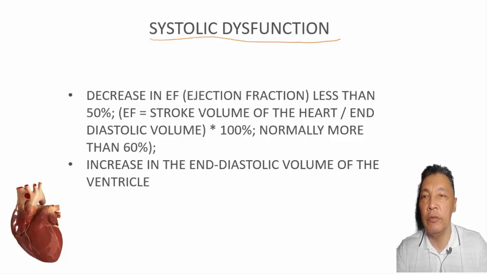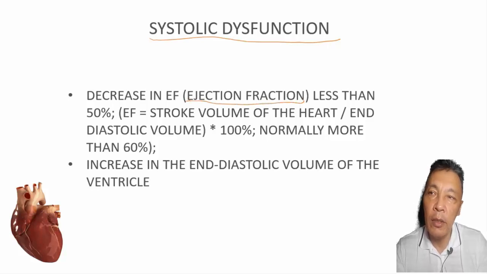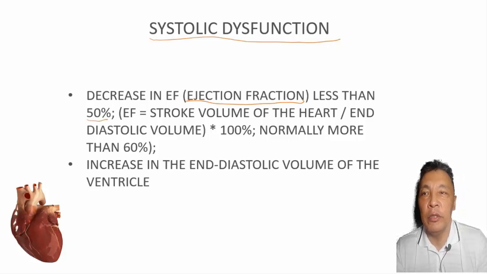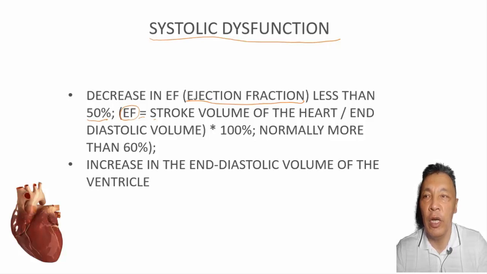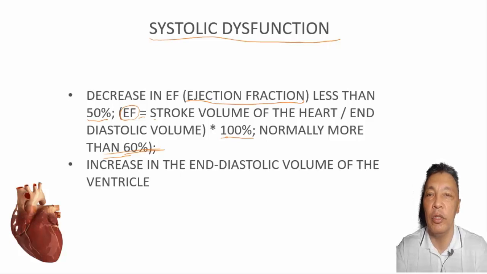Main clinical criteria for systolic dysfunction. First, a decrease in ejection fraction, less than 50%. Ejection fraction equals the ratio of stroke volume of the heart to the end diastolic volume, multiplied by 100%, normally more than 60%. Also an increase in the end diastolic volume of the ventricle.